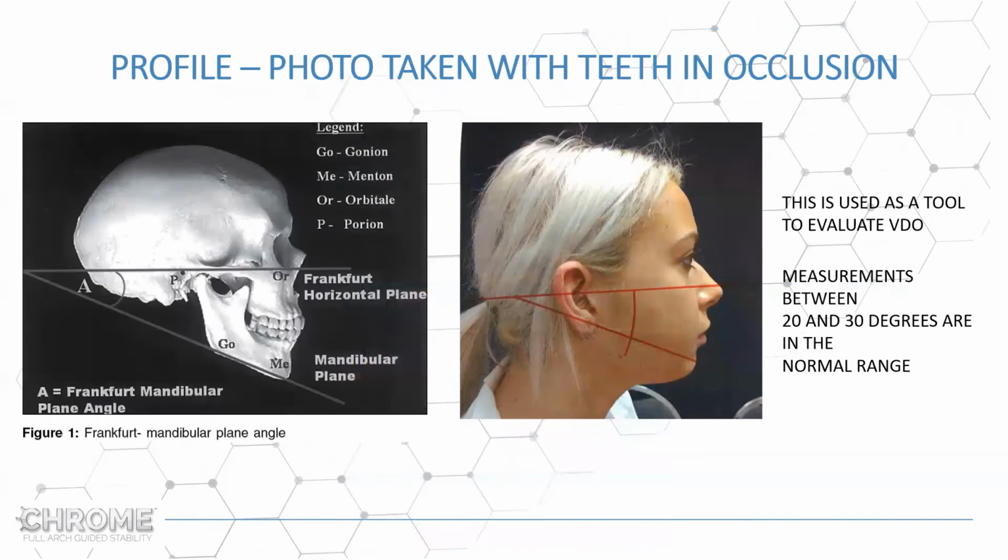And the last photograph that we use is a profile picture with the teeth in occlusion, with the hair pulled behind the ear, so that we could take a Frankfurt mandibular plane angle measurement. All of these are how we do our facial analysis, but this happens to be one of the tools we use to help determine if vertical dimension needs to be addressed or not.